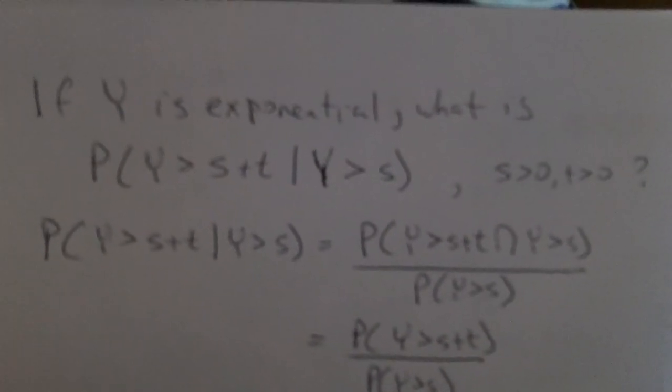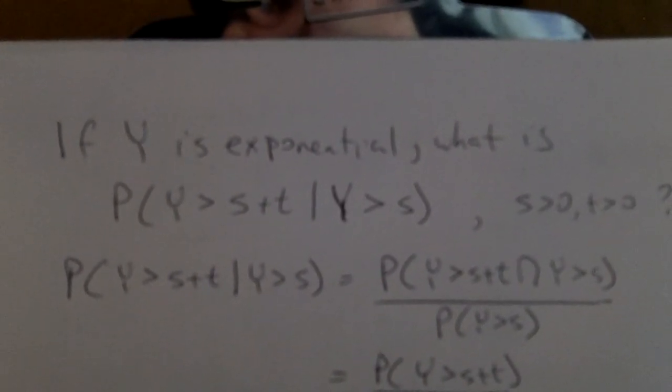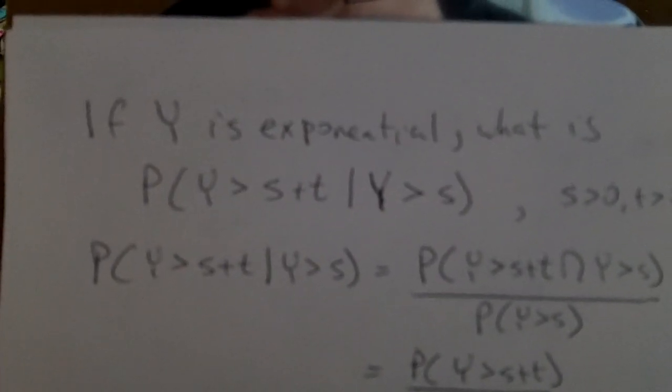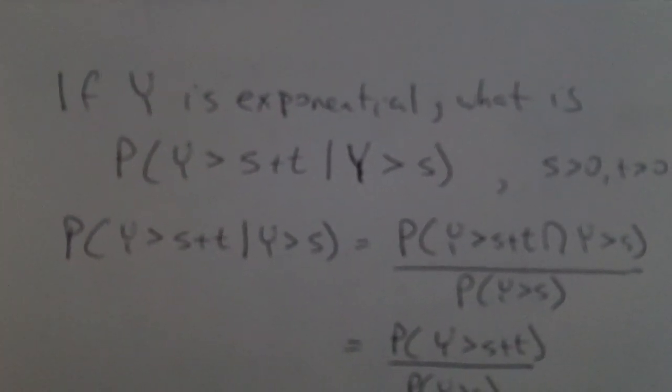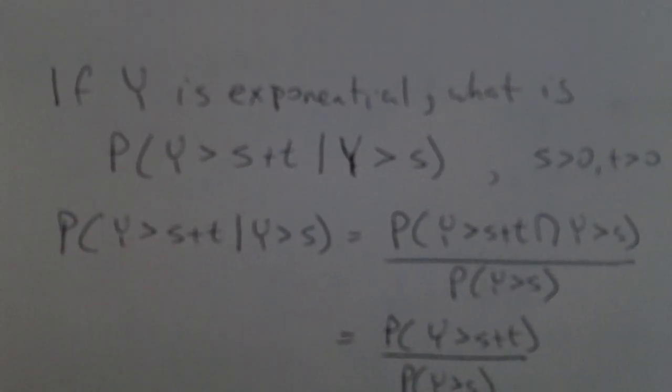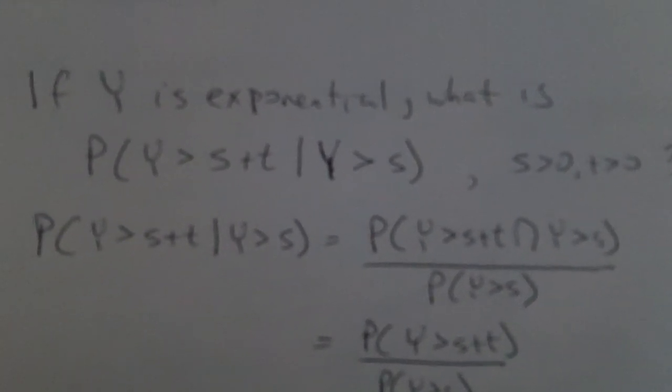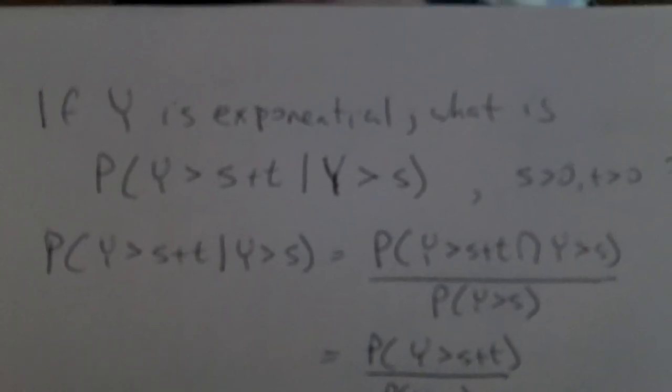Okay, so the last piece here about the exponential, one page here. If we were to look at the probability that y is greater than s plus t, given that y is greater than s, assuming both s and t are positive, what would that work out to be?